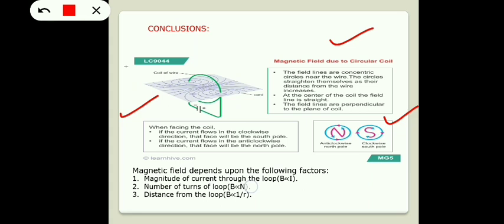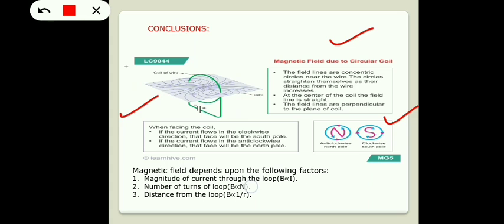So here the magnetic field due to a current carrying circular coil depends upon current. That means if we increase the current through the circular coil, the strength of the magnetic field also increases. If we decrease the current through the circular coil, the strength of the magnetic field also decreases. That means magnetic field is directly proportional to the magnitude of current. And the distance from the loop is also a factor. The magnetic field is inversely proportional to the distance from the loop. That means as we move away from the circular coil, the strength of the magnetic field decreases. So that's why the circles are becoming bigger and bigger as we move away from the circular coil.